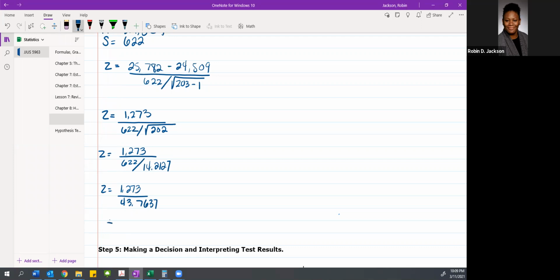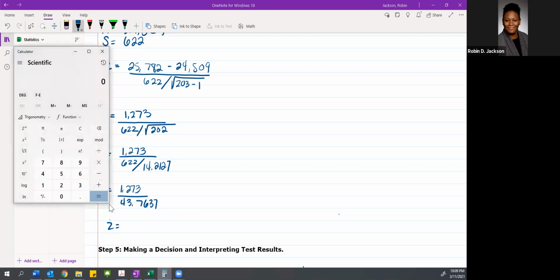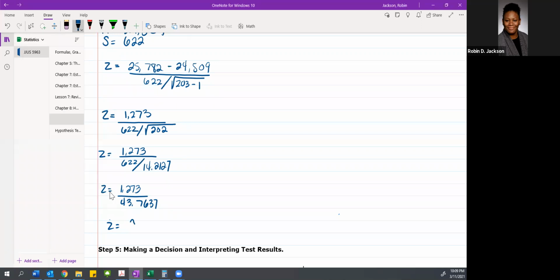All right, so looks like I might actually have just barely enough room. Let's see what that z-score ends up being. So now we need to take our number, which is 1,273 divided by 43.7637. That gives us 29.0880, which rounded to the second decimal place becomes Z equals 29.09. Okay, so I did have enough space.